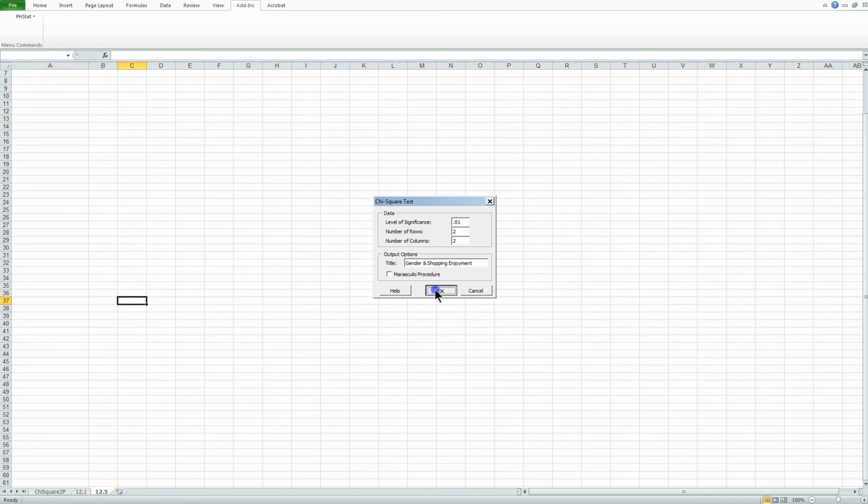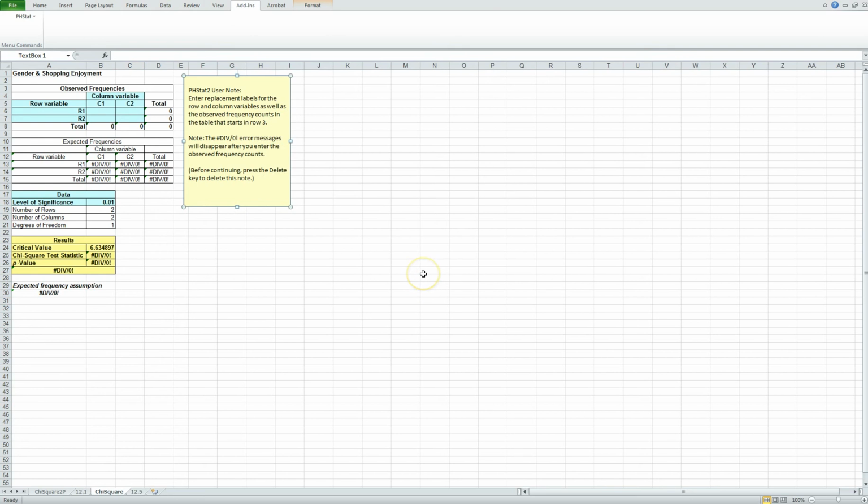and then click OK. Now what happens here, it basically gives you a worksheet for you to complete, and all you need to do is type in the numbers from the contingency table. And just so I don't totally give it away, I'm just going to type in some numbers that are different. So here, and I'll label this in a second.